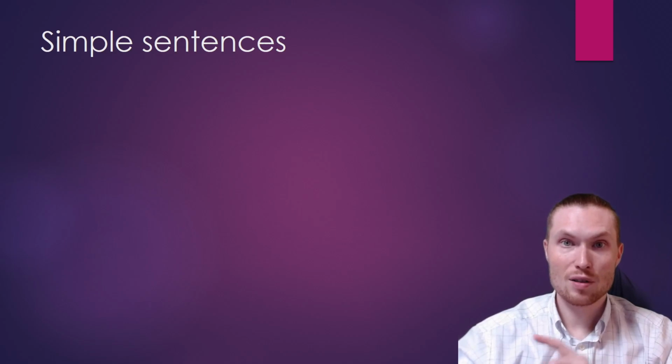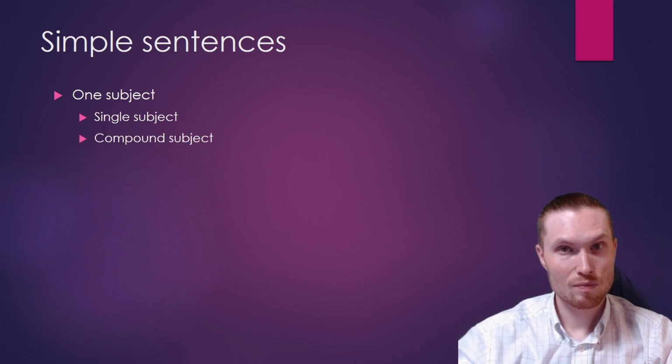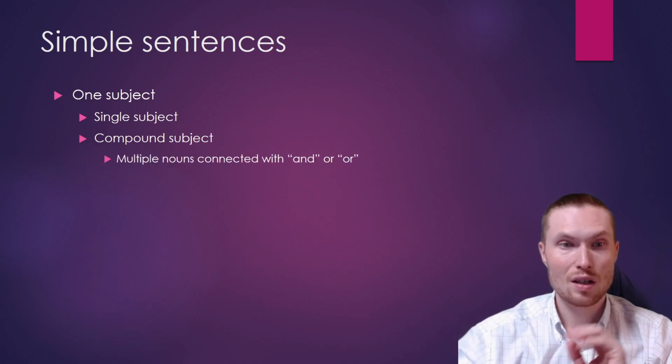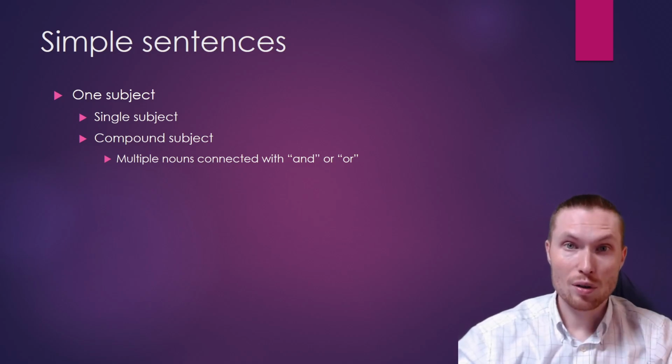Now let's talk about simple sentences. A simple sentence has one subject. It could be a simple subject or a compound subject. A simple subject is just one noun or noun phrase. A compound subject is multiple nouns, noun phrases, or pronouns connected with and or or.